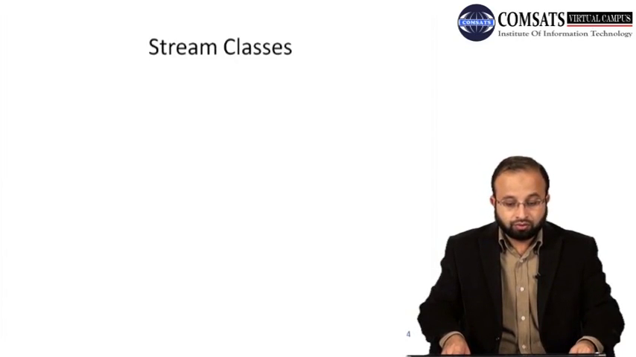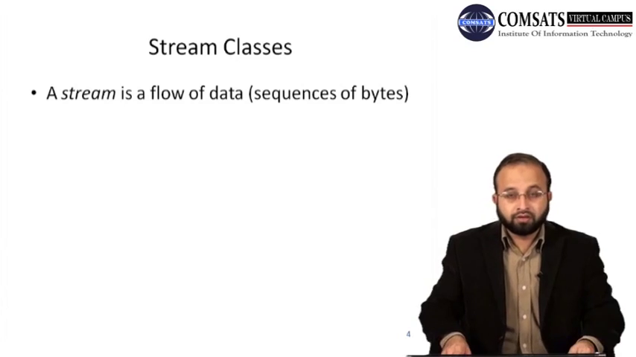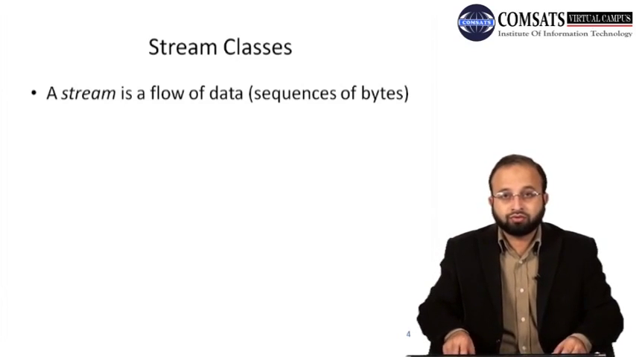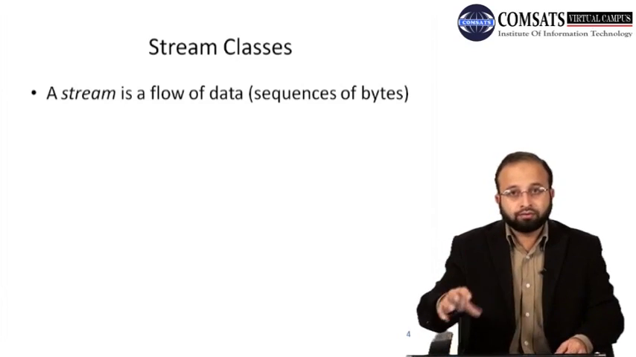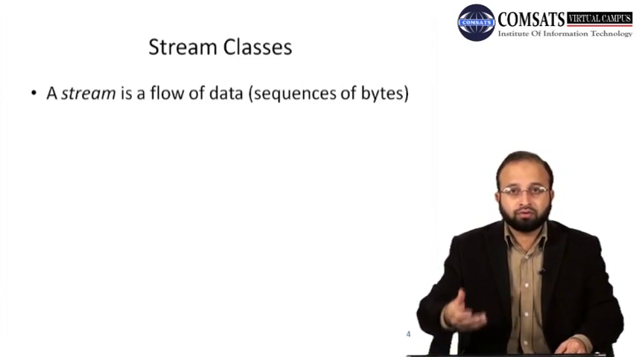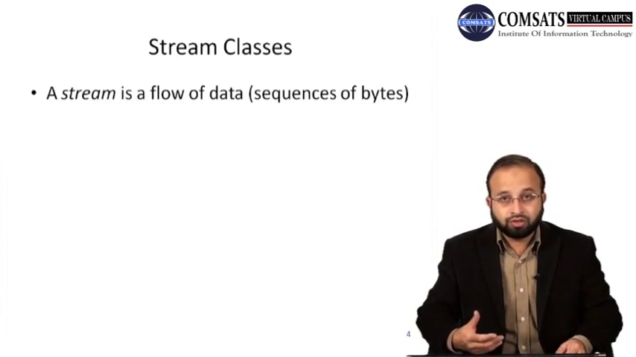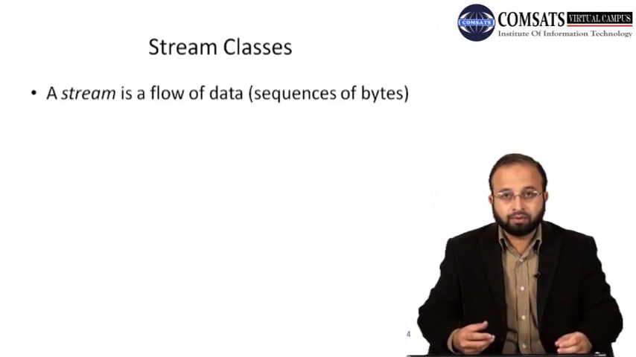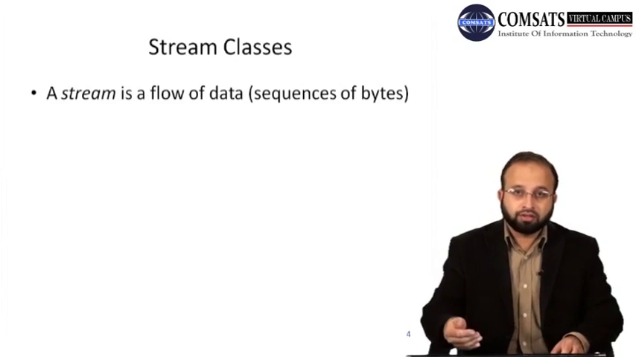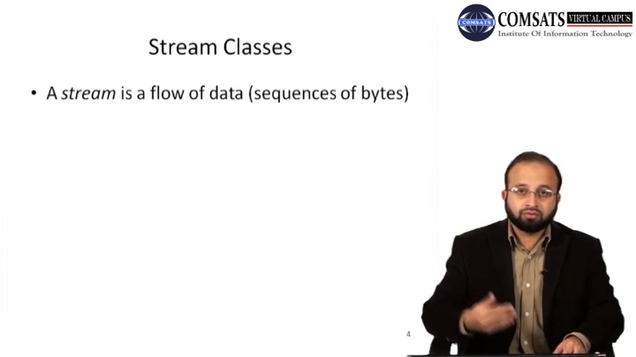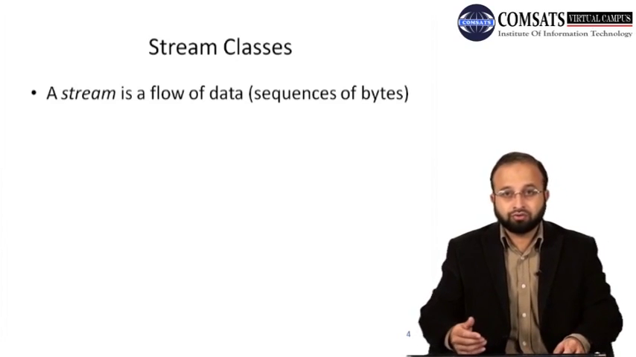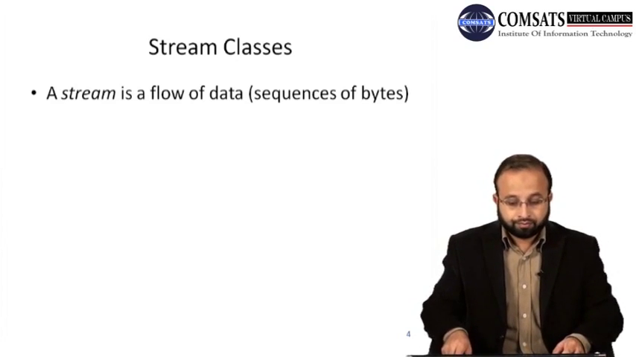Stream classes. So the question is, what is a stream? For example, you have heard about a water stream, that is the flow of water from one point to another point, right? So that is called a water stream. A stream in computer science is a flow of data, a sequence of bytes. These sequences of bytes, or flow of data, move from one direction to another, that is from one device to another device, and that is called a stream, right?